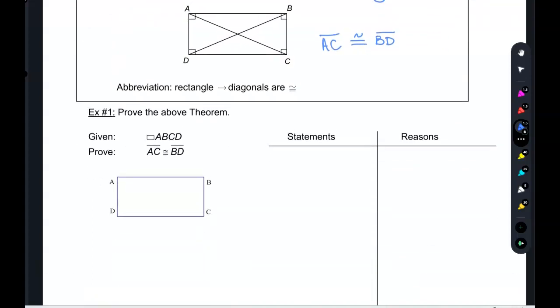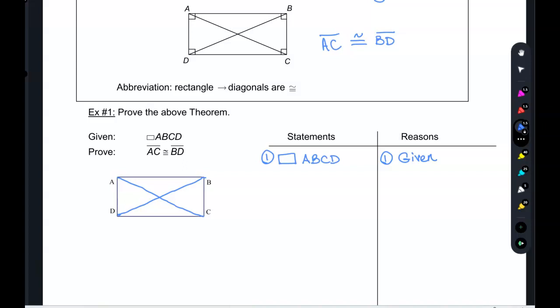Okay, so let's try to prove that theorem. We're starting out with a rectangle ABCD, and we want to prove AC is congruent to BD. So let's go ahead and draw from A to C, B to D. Any ideas? So we have a rectangle, so we can use the definition of rectangle, and we can use any other previous theorems or definitions.